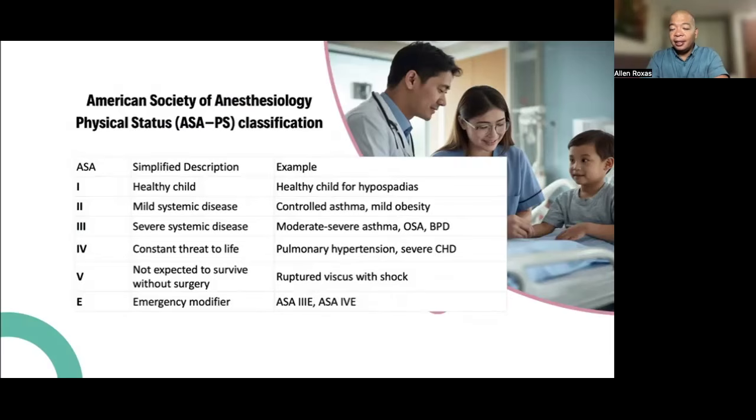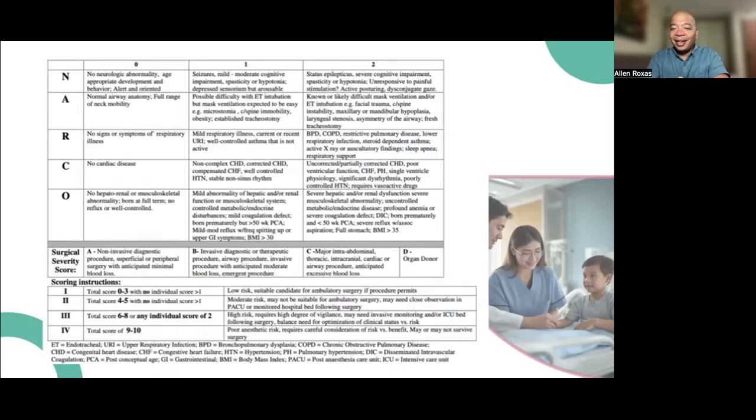ASA Class 3 would refer to a child with severe systemic disease. And ASA Class 4 would mean that the child has a condition that is a constant threat to his or her life. Now, the only disadvantage with this assessment tool is that the surgical or procedural complexity is not assessed, which brings us to NARCO-SS.